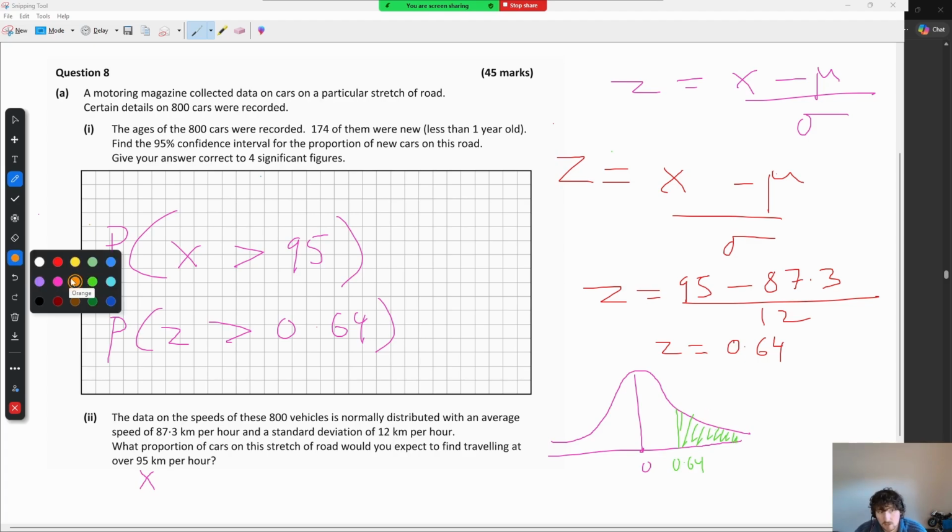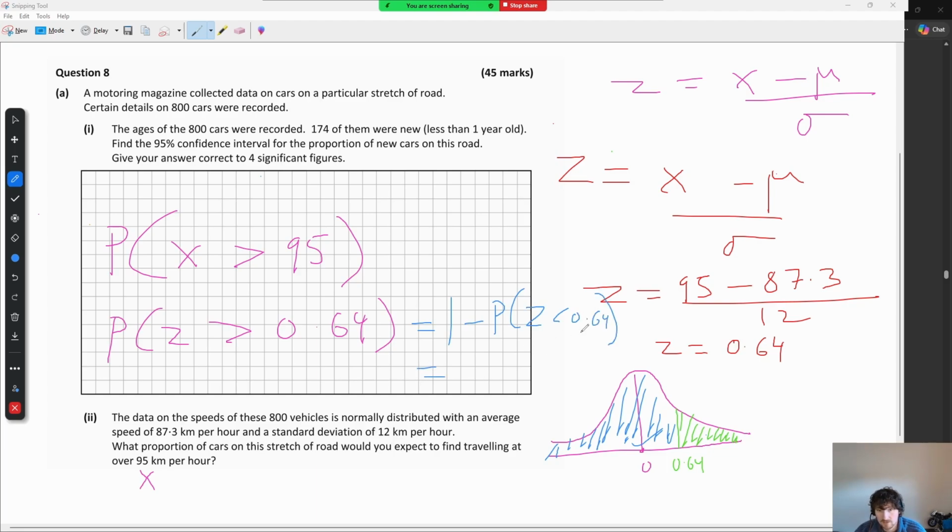Now your tables book will not tell you what's above a Z-score. Your tables book will only tell you, for example, what's below 0.64, okay? So how can we do this? Well, the total area underneath the curve is 1. So what we can do is get this blue area, take it away from 1, and it'll give the green area, which we're after, which is the probability that Z is greater than 0.64. So that's what we do. We go 1 minus whatever the blue area is, and that's the probability that Z is less than 0.64. Okay? And we can just read that value from our tables book.